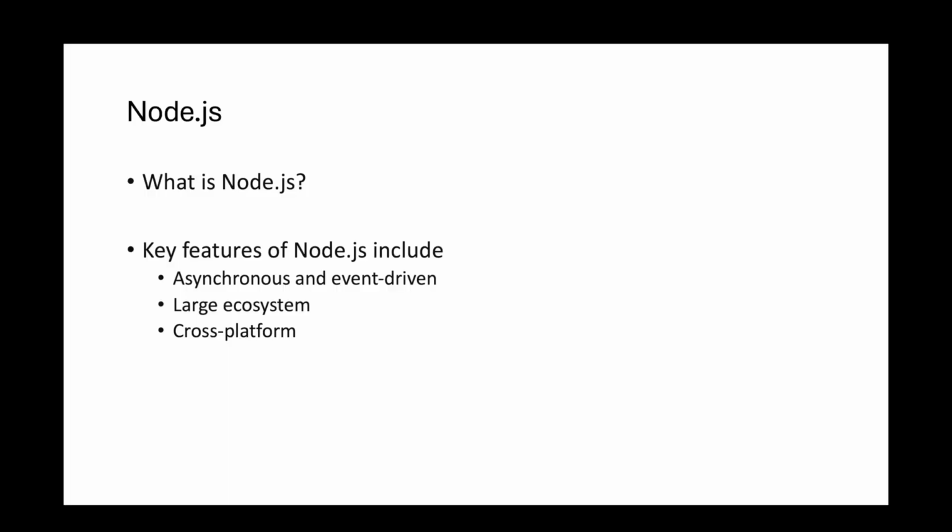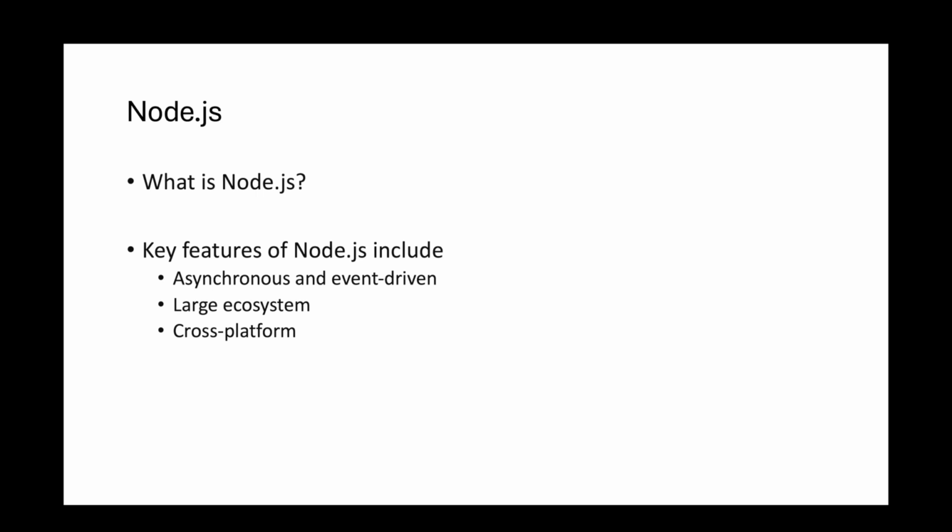What is Node.js? Node.js is built on the Chrome V8 JavaScript engine and provides a runtime environment for executing JavaScript code on the server side. It allows developers to build server-side applications using JavaScript, enabling them to use a single language, JavaScript, for both client-side and server-side development. Key features of Node.js include asynchronous and event-driven.